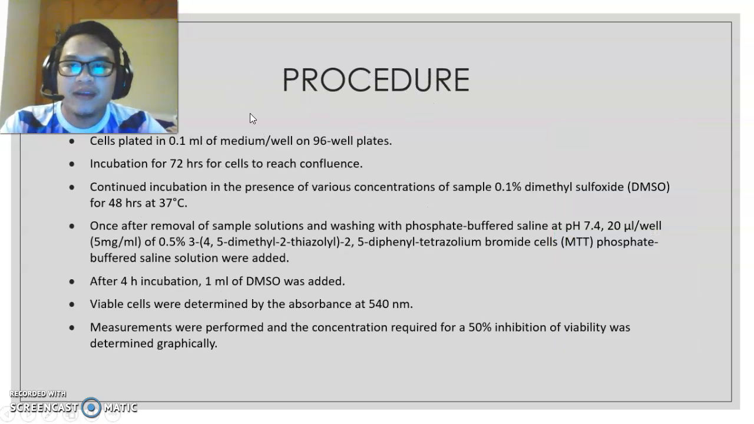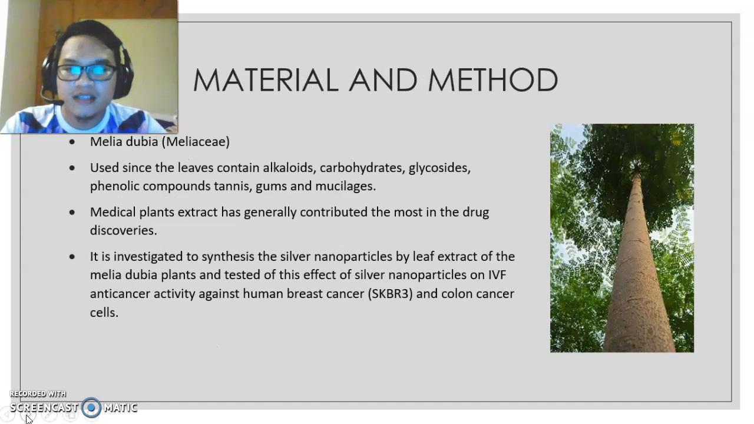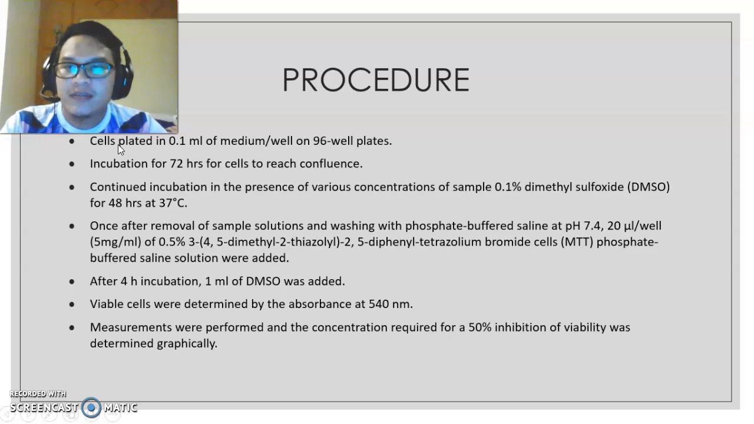The procedure to prepare this material is, first, the cells will be plated in 0.1 milliliter of medium per well on 96-well plates. Then it goes under incubation for 72 hours for the cells to reach confluence. After this, it is continued to incubate in the presence of various concentrations of samples, with 0.1% dimethyl sulfoxide (DMSO), for another 48 hours at 37 degrees Celsius.